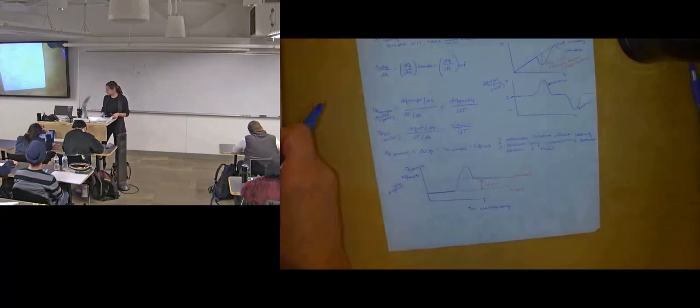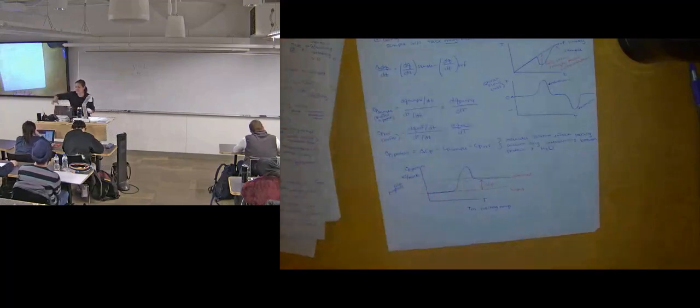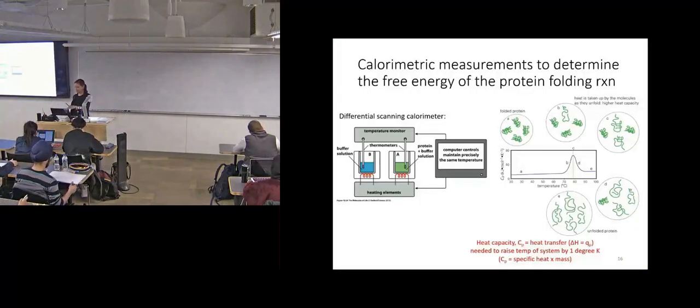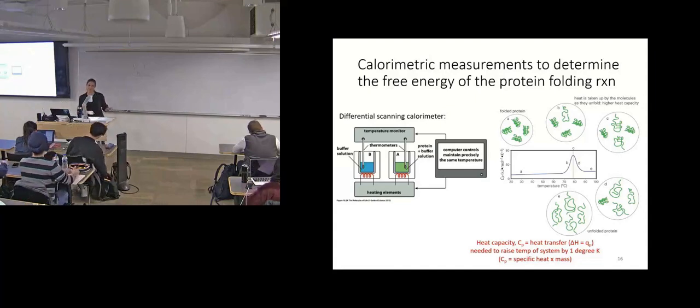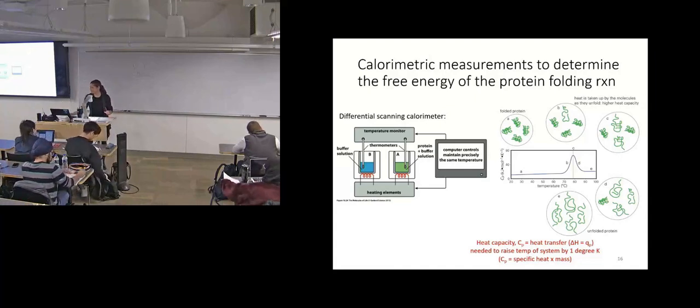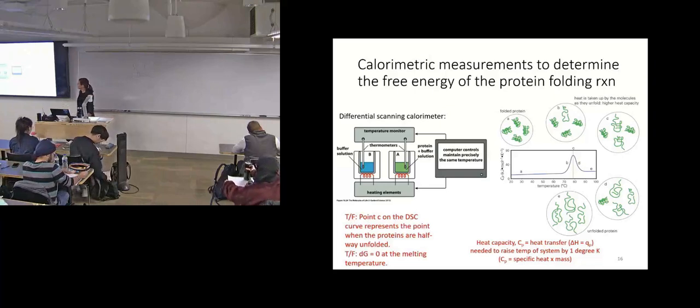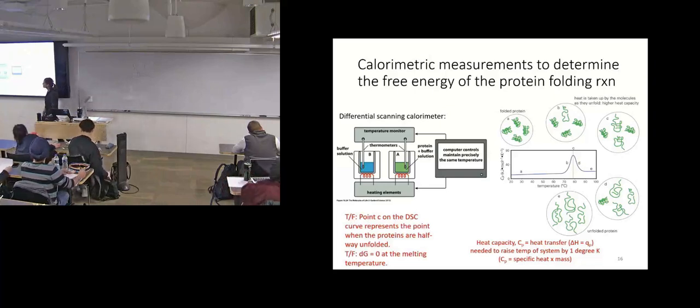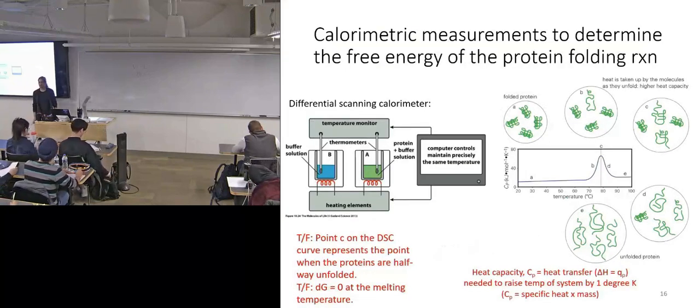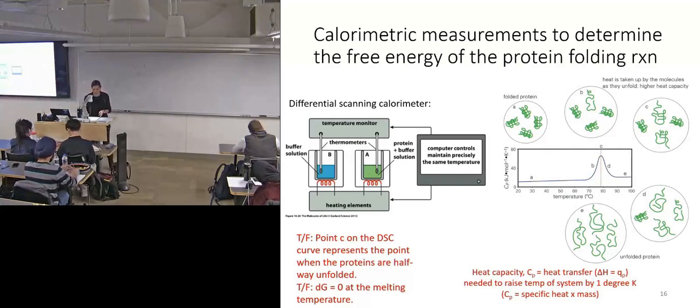So let's switch back to the slides, take out a piece of paper and answer 2 true-false questions with a little bit of an explanation. Write your reasoning down next to it. Okay? So 1, this is the curve I just drew for you, right? Point C on the DSC curve represents the point when the proteins are halfway unfolded. Right? It's melting temp, we already defined that. And then the next one is the change in free energy is 0 at the melting temperature. So take a minute and answer those with a bit of explanation. Talk to your friend.